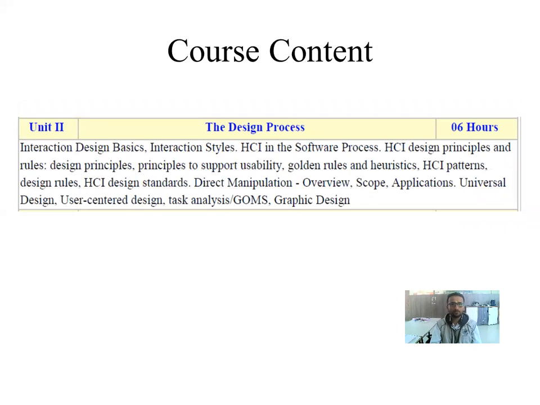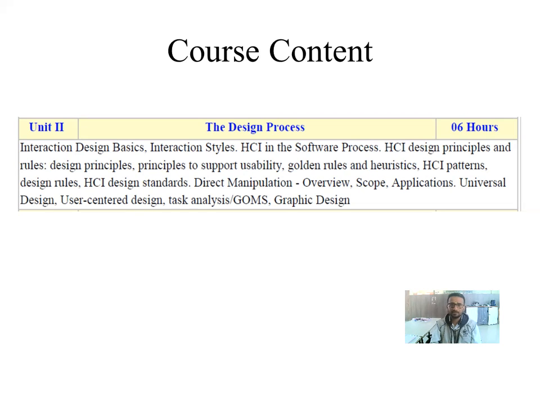Then in unit number 2, we are going to discuss the design process, right? The design of the interaction. The computer is already defined, and the human is already there with some kind of abilities. So we are just going to design the interaction that should be made between the computer, or we can say the machine, and the human. All the design basics related to that interaction we are going to discuss in this second unit.